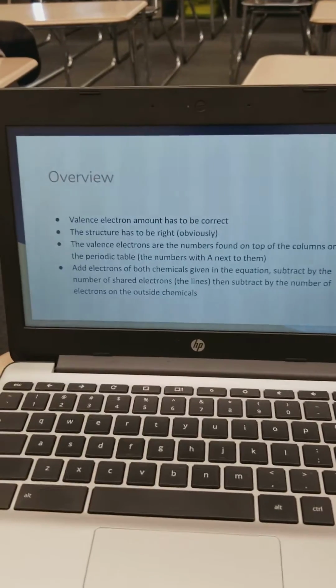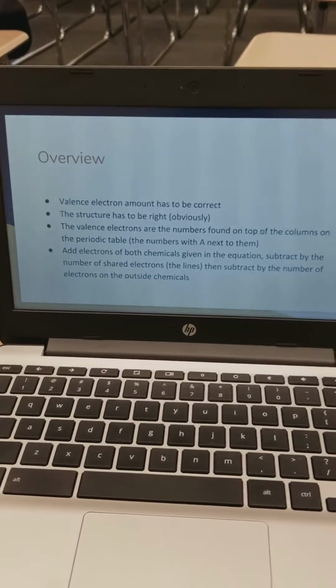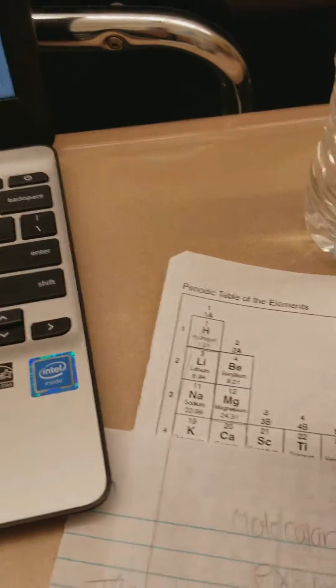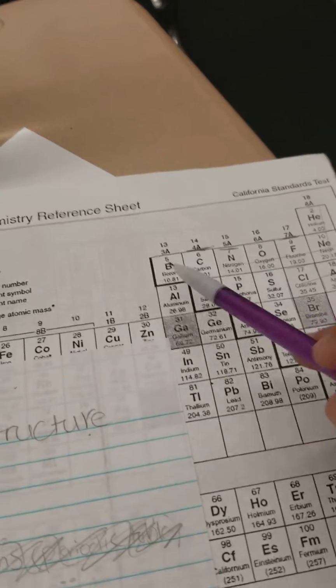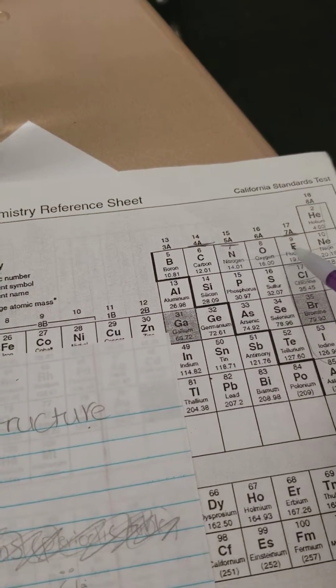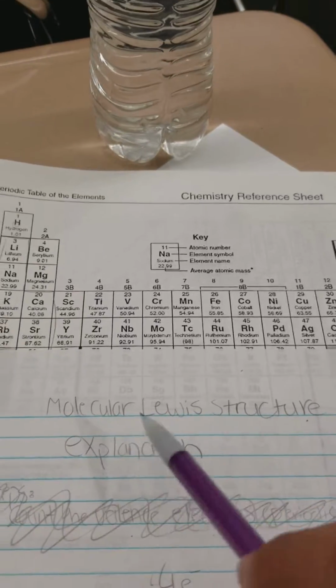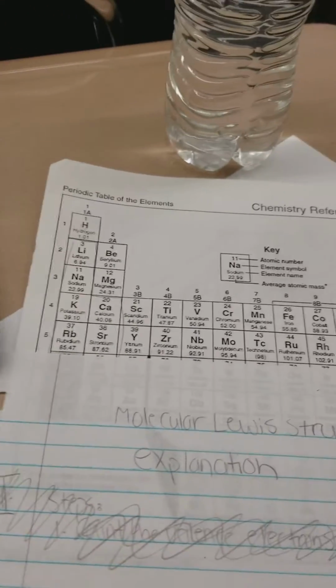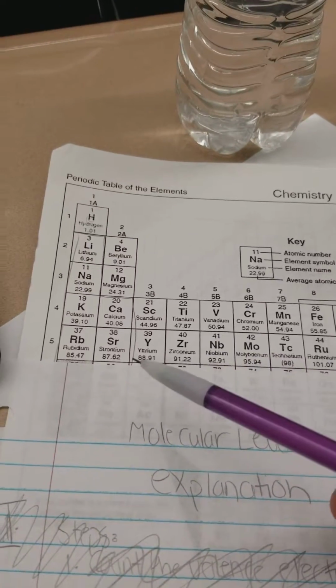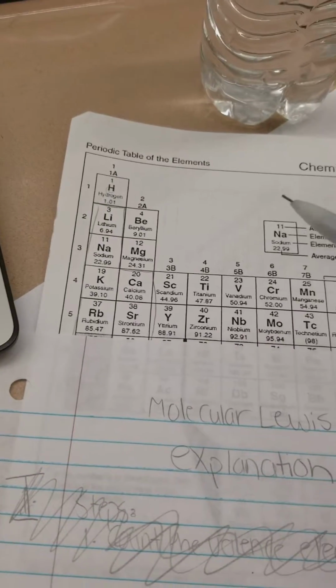You find the valence electrons in the periodic table. They're the ones with the A next to them. For example, 1A, 2A, right there at the very top, 3A, 4A, 5A, 6A, 7A, 8A. You're not going to be using the middle ones. Don't worry about those yet. We're too dumb for those, because we're not in AP.